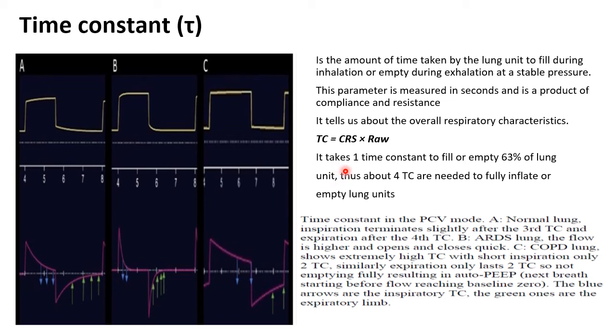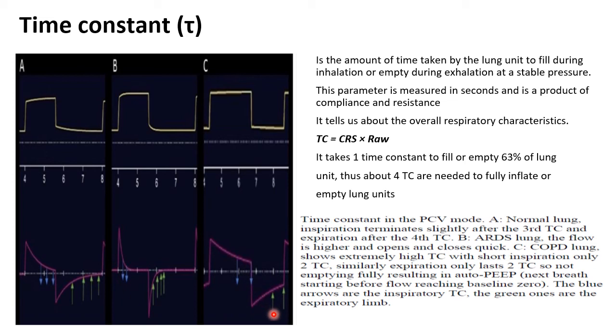To be noted that one time constant is defined as the time to fill or empty 63% of the lungs, and it usually takes about 4 to 5 time constants to fully inflate or empty the lung units. Of course, our lung units are very heterogeneous. Some alveoli have longer and some others have shorter time constants, but this gives us an idea of the whole respiratory system.